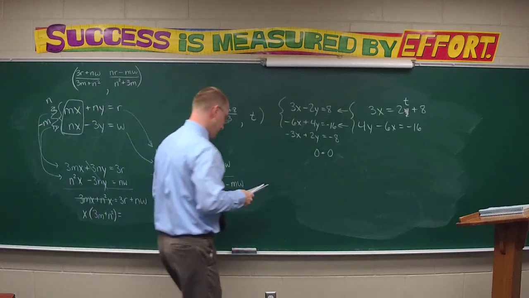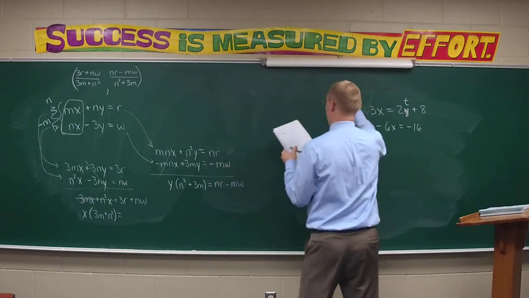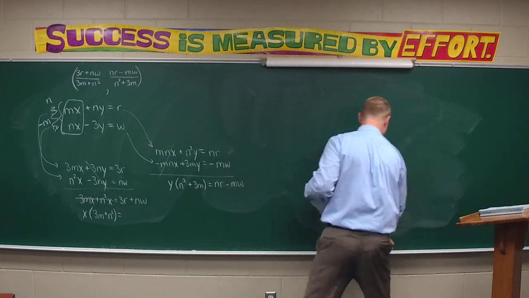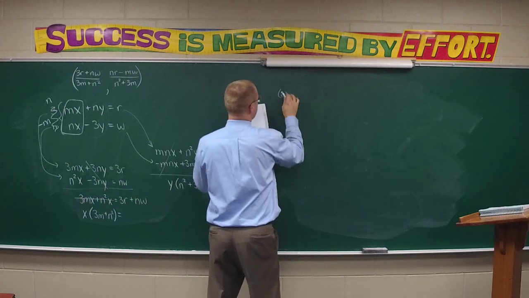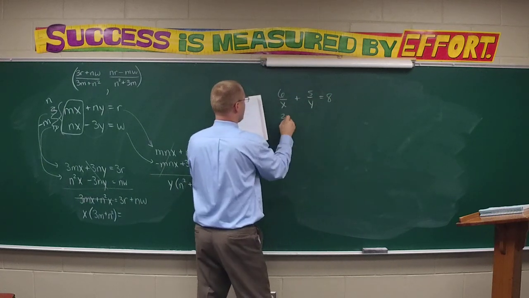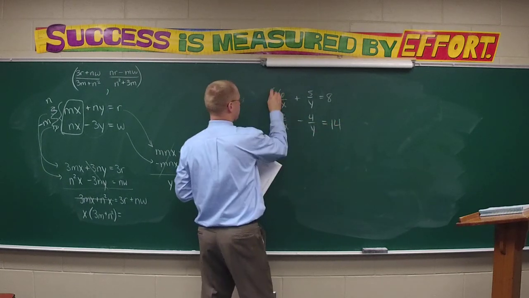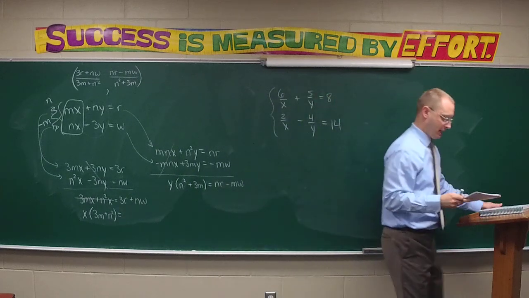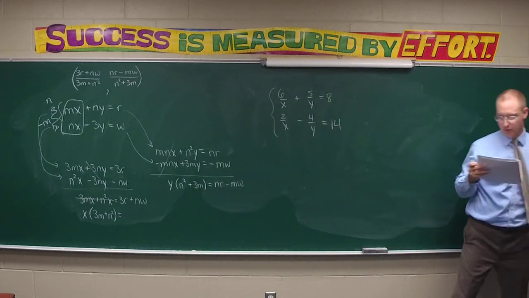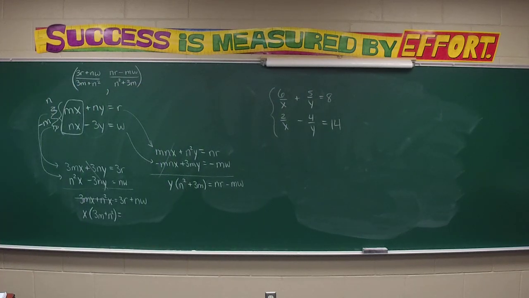All right, write this one down. 6 over x plus 5 over y equals 8, and also 2 over x minus 4 over y equals 14. Variables in the denominator. What are we going to have to do here starting out?